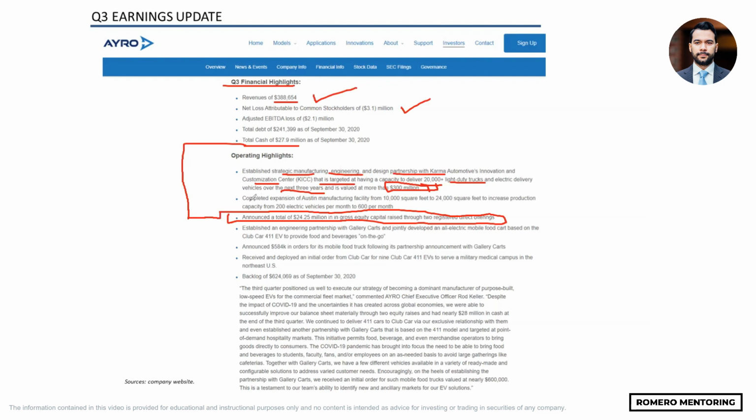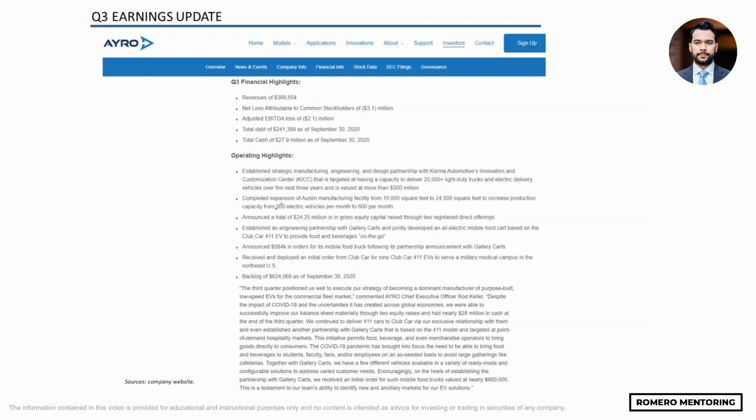In addition to that, they completed expansion of their Austin manufacturing facility from 10,000 square feet to 24,000 square feet to increase production capacity from 200 vehicles per month to 600 per month. So that's essentially increasing by a significant amount. So now they're increasing production capacity, which means that revenues will increase, which means that the business can also scale, and they have funding behind them as well.